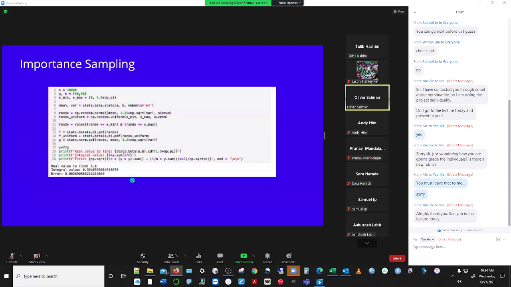We did the same thing for importance sampling. So n being 10,000, min and max being the same, but we did this over a normal curve, because we'll see why in a second. We get the integral value 0.99 with an error value 100 times less than previously.